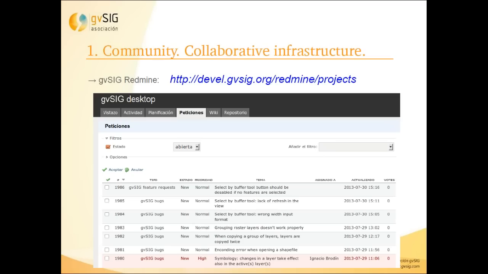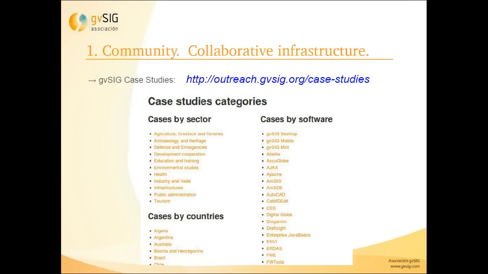Another tool really important in order to spread the gvSIG uses is the case study web page. There you have the link also. And here what we have published are use cases that are sent by the own community. I have to say that different case studies are in different languages because each one sent to us in the language that they are working. So maybe you can find use cases in French or in Russian or in English or in Spanish.